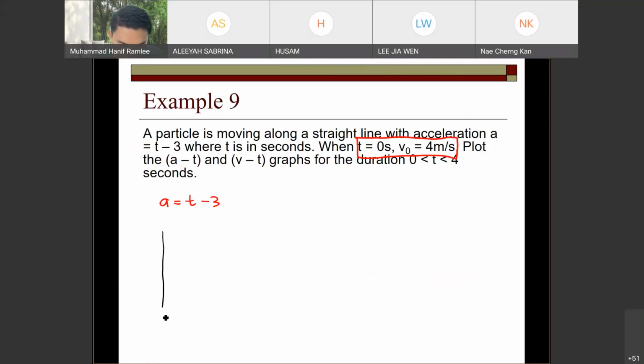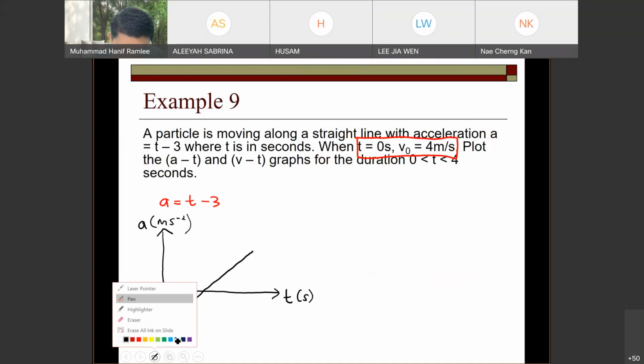The first thing you have to do is draw the axes. The graph should be here, because the y-intercept is at negative 3. So we have a. Make sure that you put the axis names and also the units, otherwise you will not get the full marks. So this is your graph. Maybe I can change the color here.